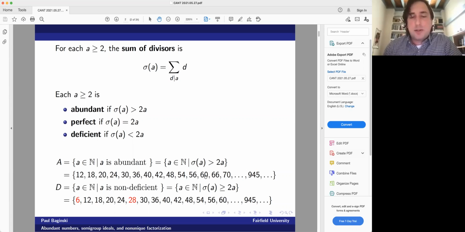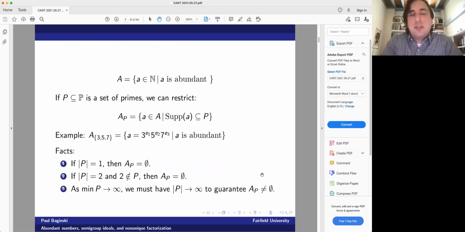The first few abundant numbers are all even, but there are odd abundant numbers, 945 being the first one. And if you want to work with odd abundant numbers, which I did, you start working with really big numbers, and that becomes difficult. And so in general, I want to sometimes restrict which primes I'm looking at.